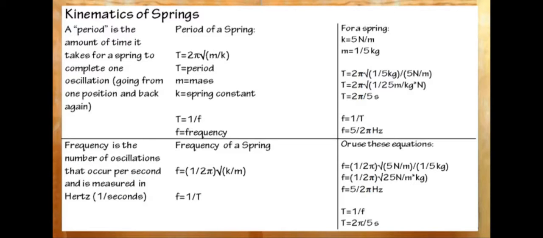To calculate the period or frequency of a spring, there are two equations. All you need are the spring constant and the mass. To find the period, you take 2 pi multiplied by the square root of mass divided by the spring constant. To find frequency, you take 1 over 2 pi multiplied by the square root of the spring constant divided by the mass. You only need to memorize one of these because if you can solve it, you can then invert it to find the result of the other.